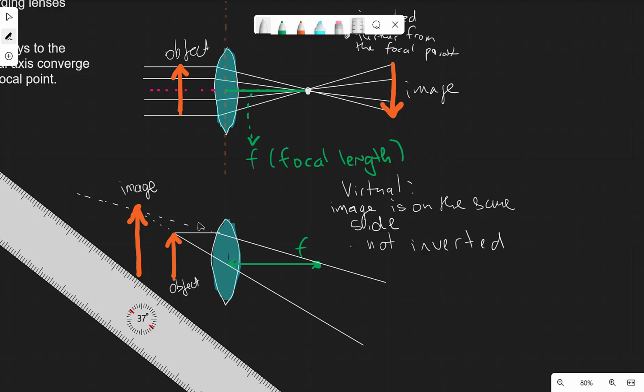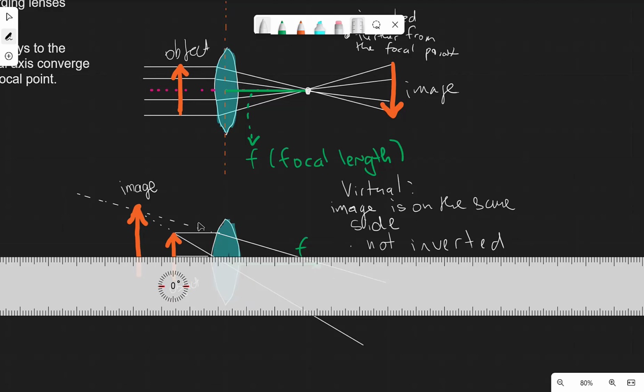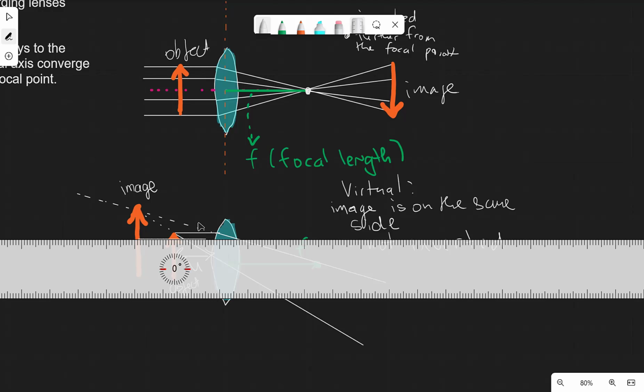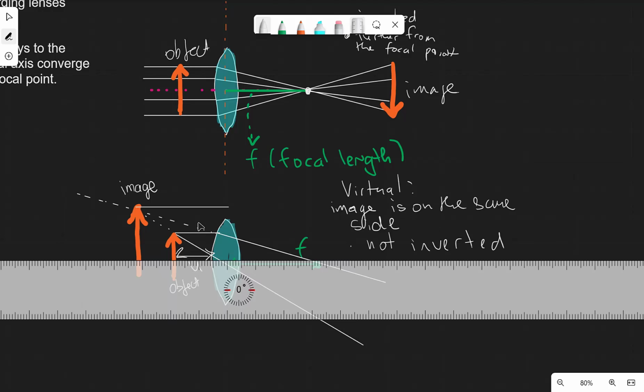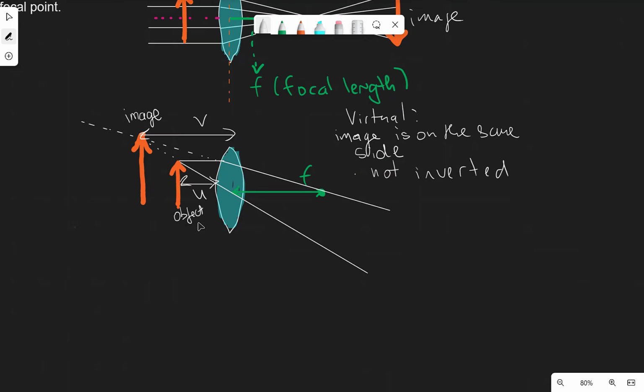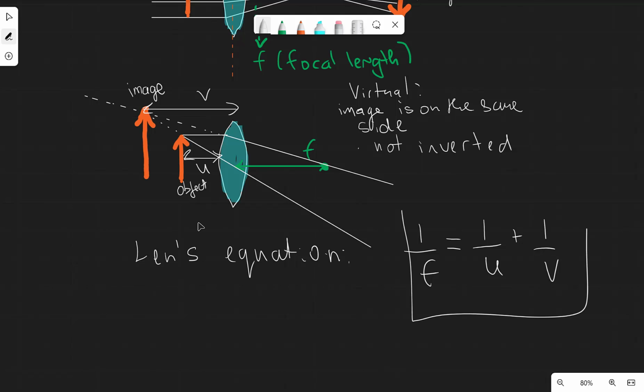There's also a formula that will allow us to calculate the positions. Let's say that the distance from the object to the actual lens is known as u, and the distance from the image to the lens is given by v. The equation that links them together is known as the lens equation, and that is given by 1 over f, where f is the focal length, is equal to 1 over u, where u is the distance to the object, plus 1 over v, where v is the distance to the image.